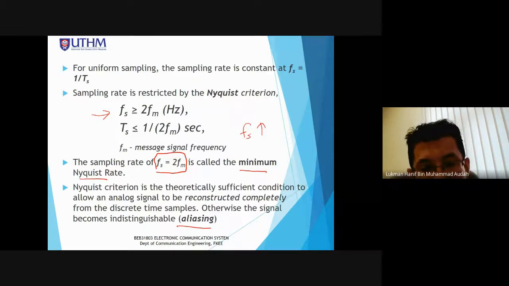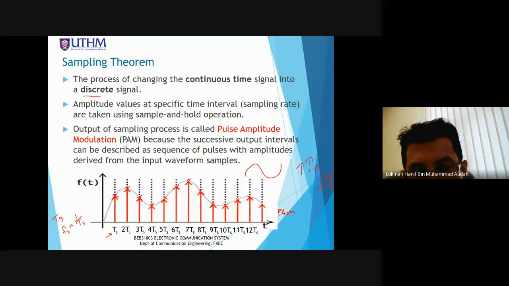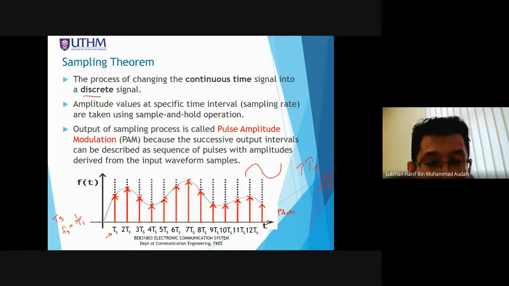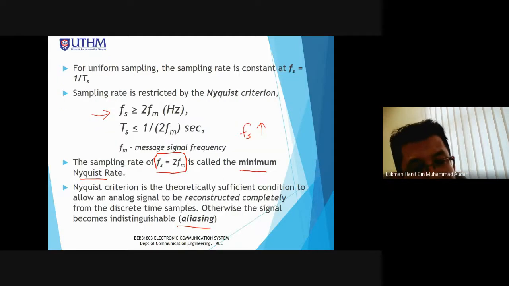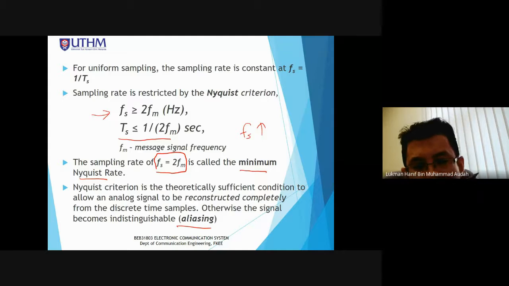Okay, so kalau you lihat di sini, kalau Fs itu besar, maknanya saya akan ambil sampel lagi banyak. Bermakna saya akan dapat pump signal yang semakin mirip dengan analognya. Tetapi akibatnya bandwidth yang saya perlukan lebih besar. Okay, so now the issue is how we do ni ya. So inilah maknanya dalam masa TS, TS 1 bahagikan dengan 2 FM.